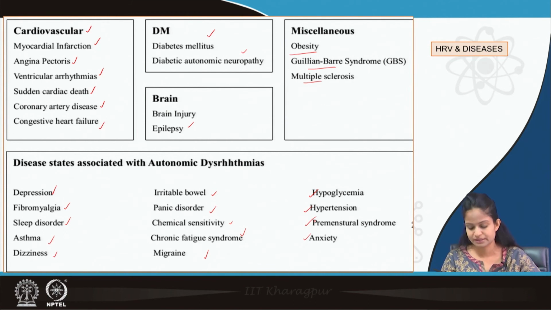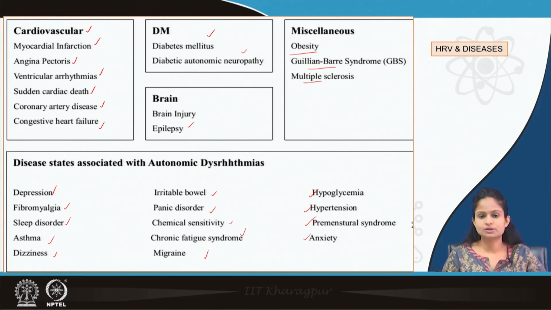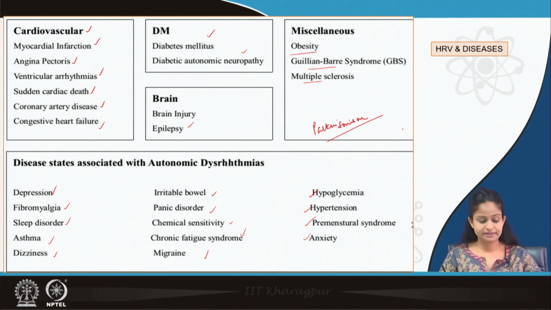Among the psychiatric disorders we have depression, anxiety, chronic fatigue syndrome and sleep disorders also. So, these are all the diseases we can see, and various work has already been done on this. There is extensive literature available in the PubMed database, Scopus database, Embase database also. You can see various literature available based on the autonomic dysfunctions related to these diseases. Not only cardiac diseases, psychiatric diseases, neurological disorders, nowadays autonomic dysfunction is also being reported in patients who are having Parkinsonism.